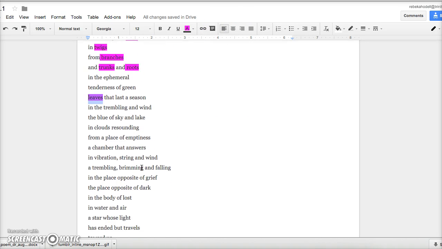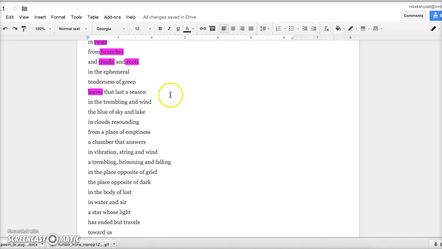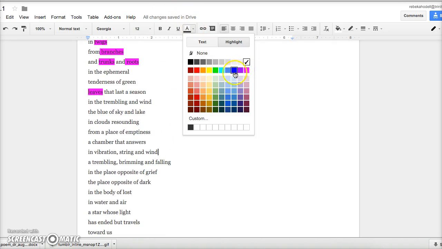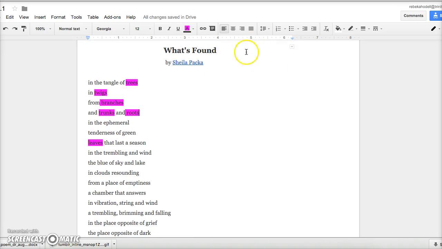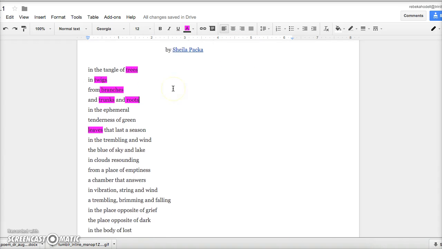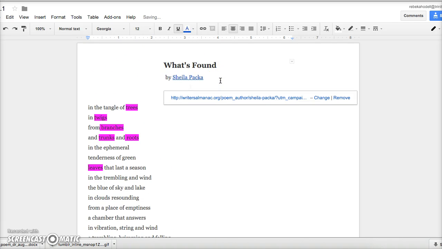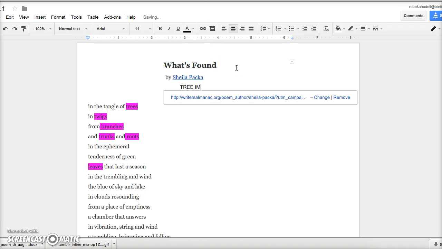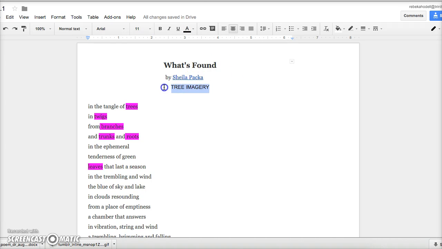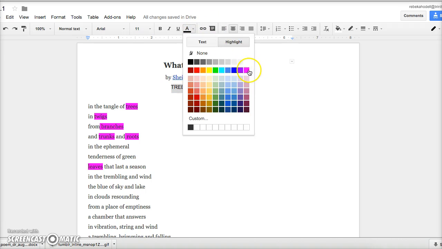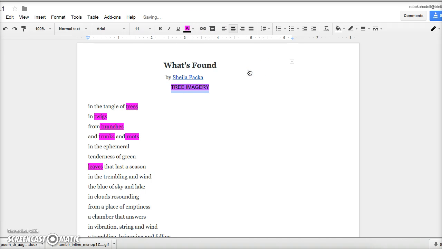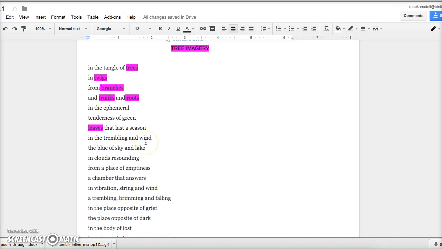Okay. There's also, I'm going to call it like sky imagery. Oh, so wait. I said you need to create a code. You need to give each color a category. So I'm going to do that just right here at the top of the poem. I'm going to say tree imagery and give it a color. This is also so that later when I have like 1 million colors, I remember what in the world I was doing here. Okay, so I have tree imagery.